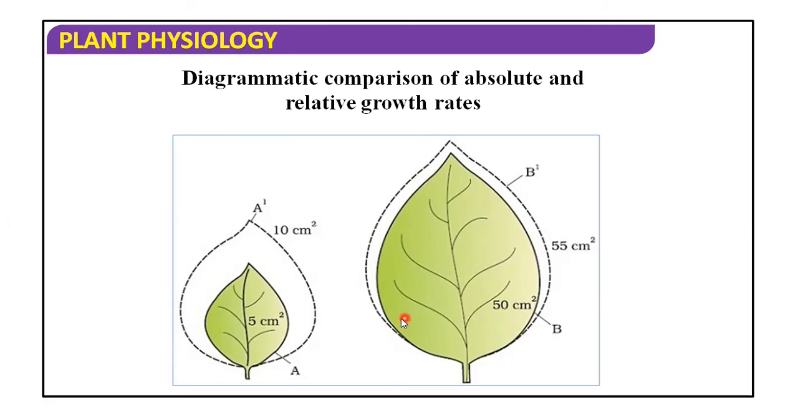If the leaf is 50 centimeter square in size, and the growth rate per day is 5 centimeter square, then the relative growth rate would become 10%. So you can put the values. This initial size is 50 centimeter square and this is the 5 centimeter growth. So 5 divided by 50, you will get the 10%.